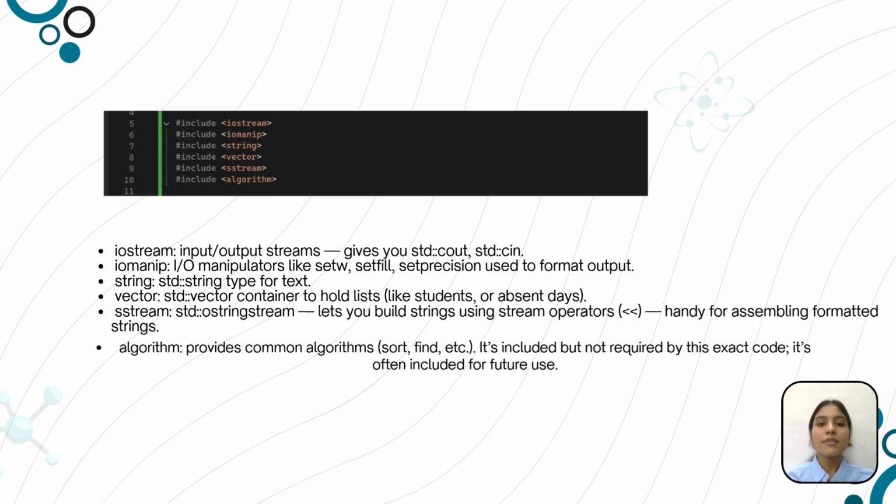Now on this slide, I have listed all the header files I used in my project. First one, iostream is used for input and output like taking input from the user and printing results. Next one, iomanip helps format the output neatly. Next one, string allows us to use text variables for things like student names. Next one, vector is used to store lists, for example, the list of absent days for each student. Next one, sstream lets us build and format strings easily. The last one is algorithm, which provides common functions like sort and find. It isn't directly used in this code but can be useful for future improvements.